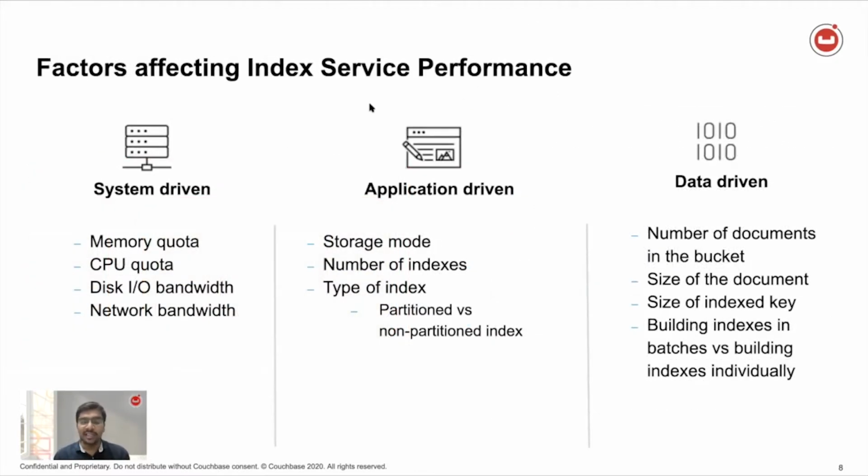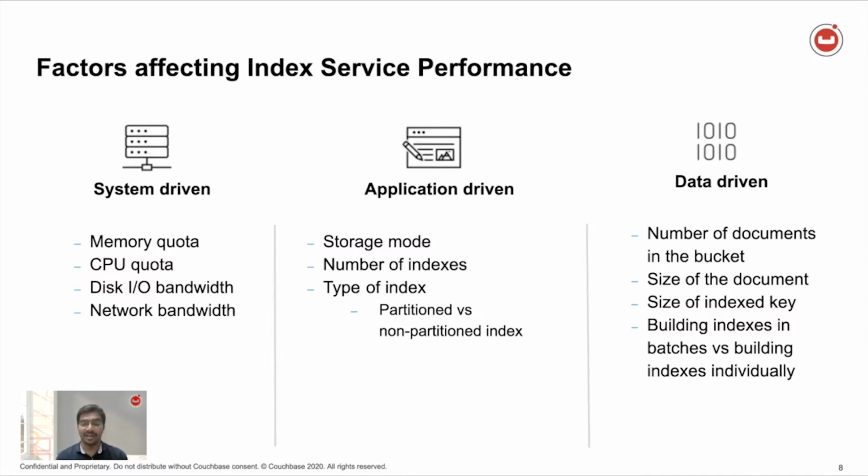The factors that influence index service performance can be divided into three categories: system-driven factors, application-driven factors, and data-driven factors. System-driven factors are related to the hardware configuration of the node on which index service is running, and these factors limit the amount of hardware resources the index service can consume. These factors include the memory quota, the CPU quota, the disk I/O bandwidth of the storage device on the node at which index service is running, and the network bandwidth between the index service nodes and other nodes in the cluster.